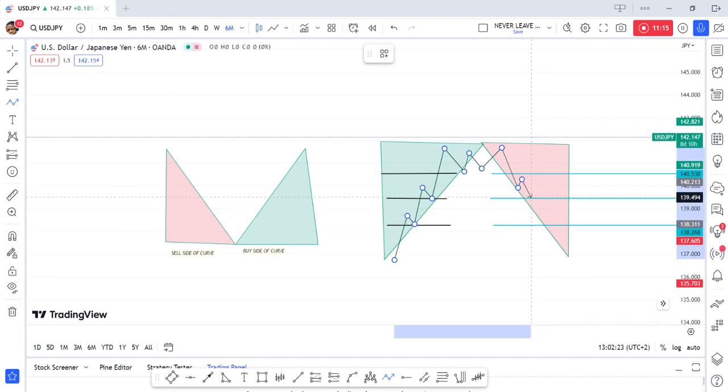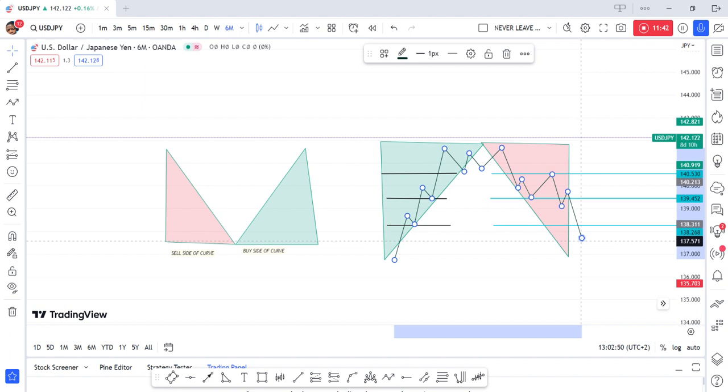Sometimes it doesn't mitigate, guys. You'll have to understand it doesn't always mitigate these areas. They don't always get mitigated. And you don't have to be greedy when it comes to the market. So this is what it simply means.